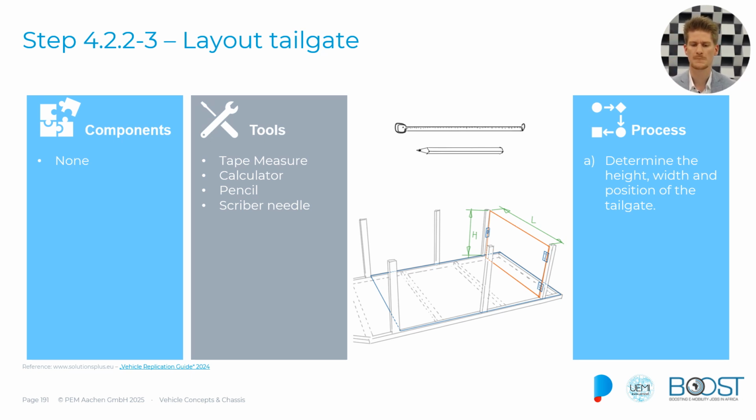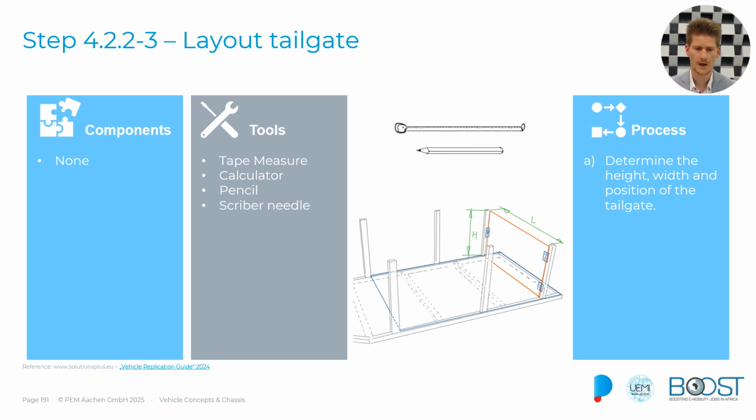So choose a tape measure, calculator, pencil, and scriber, and you need to determine first the height of the tailgate that you want to have, and the position of the hinges that will be on the support frame areas, or also on the base frame. So it depends on whether you want to swing it around the Z-axis or around the Y-axis.